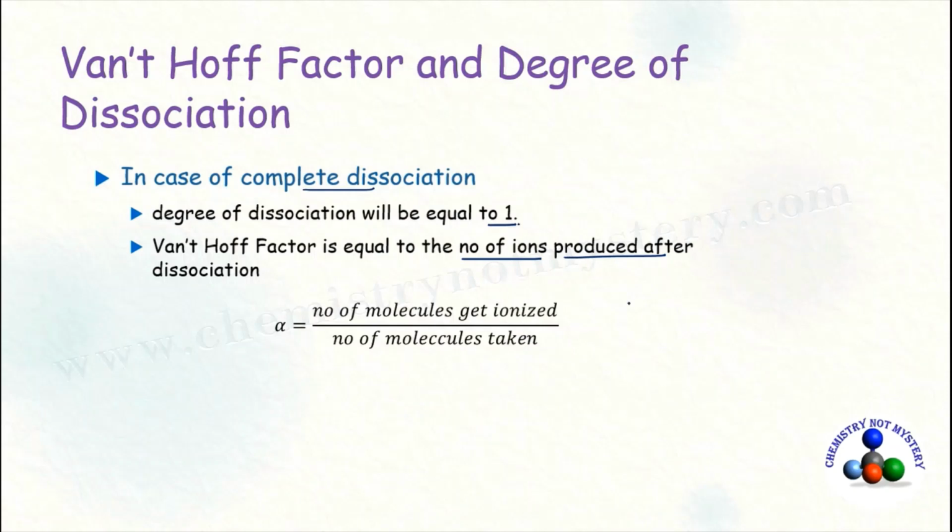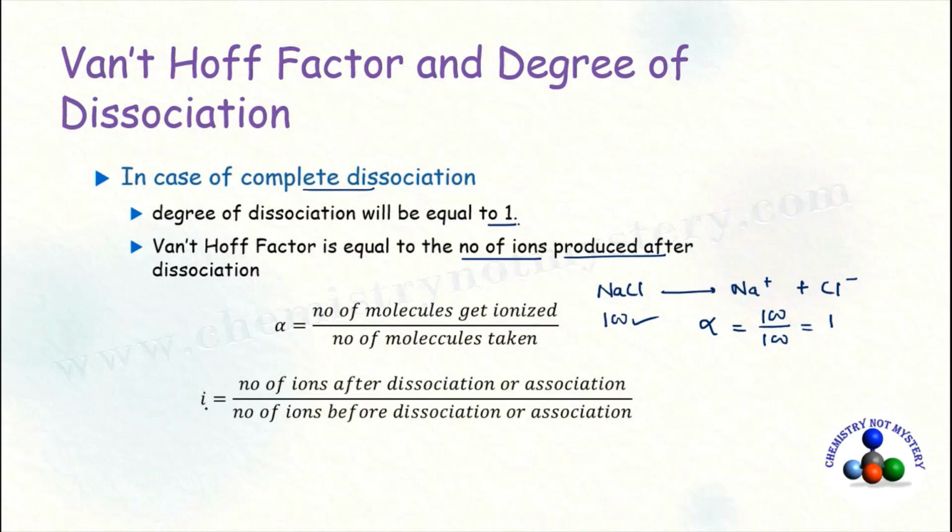For example, NaCl dissociates into Na+ ion and Cl- ion. If at the beginning 100 molecules of NaCl were taken, and all 100 molecules undergo dissociation, then alpha is the number of molecules ionized, all 100, over the 100 molecules taken. So here alpha is equal to 1.